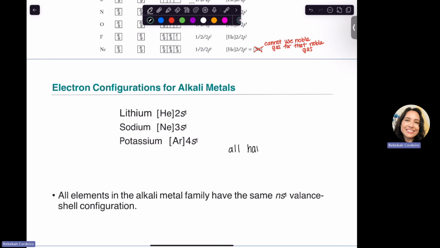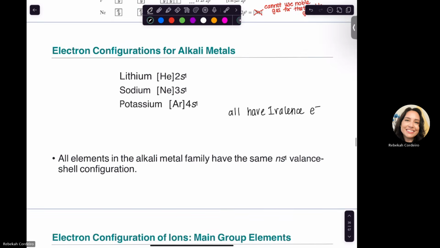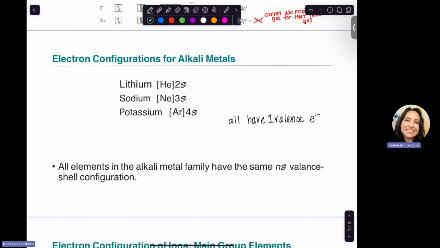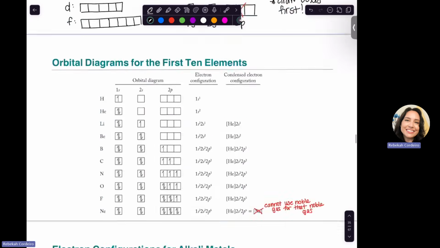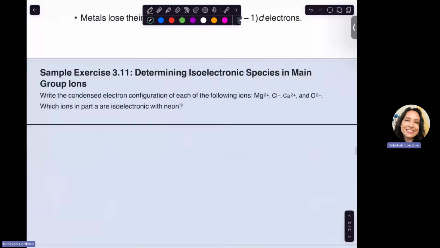They all have 1 valence electron. As a matter of fact, all alkaline earth metals also have the same number of valence electrons. So let's go to a periodic table. Don't know that I have one in this slide set.